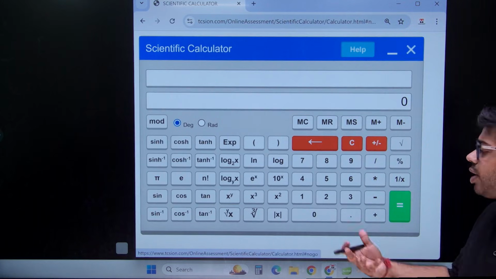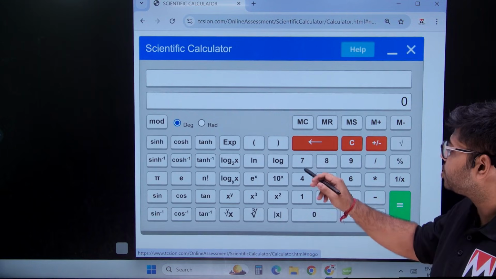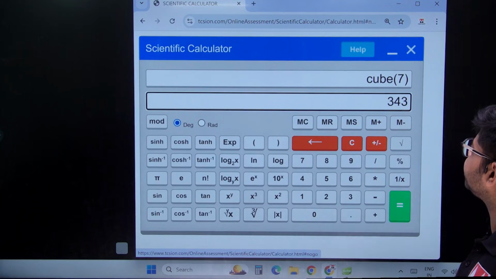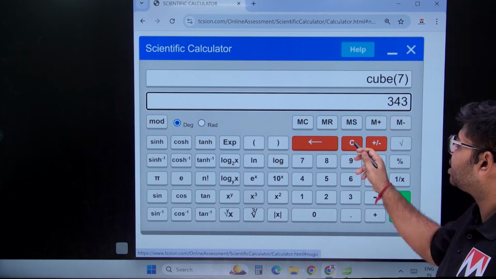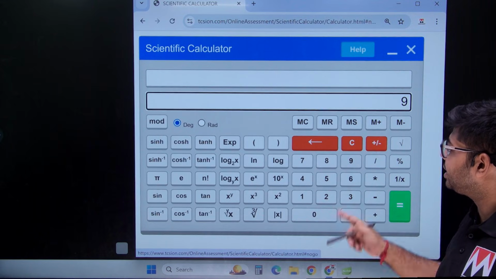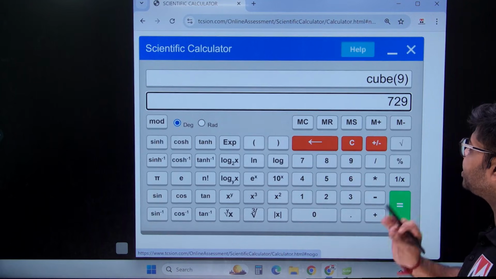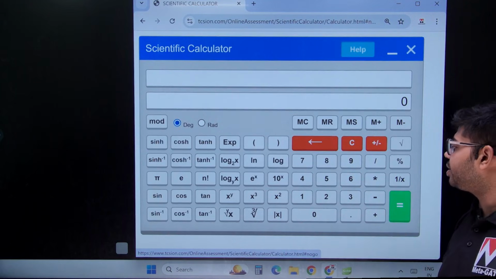I want to find out the cube. So 7 cube I want to find out. It is giving you 343. See, the cube of 7 it has done. So first you have to click on the digit, followed by the function. Always remember this. This is how the GATE calculator works.